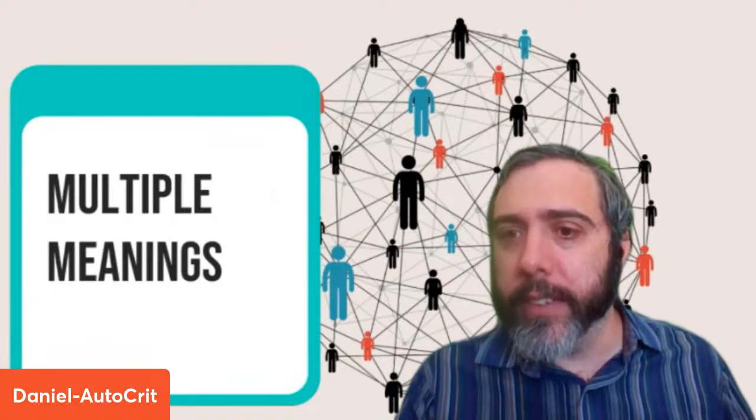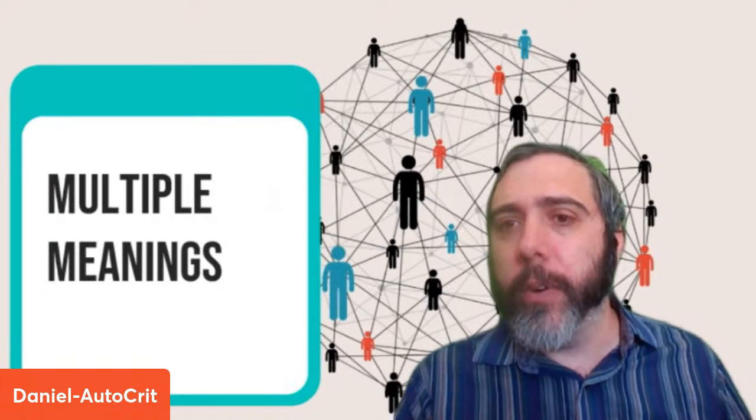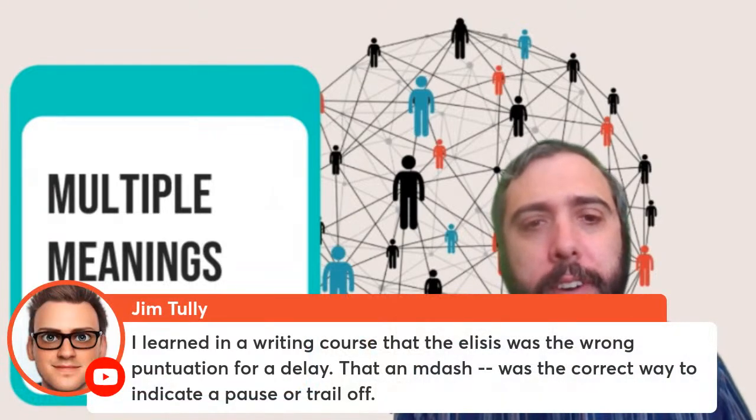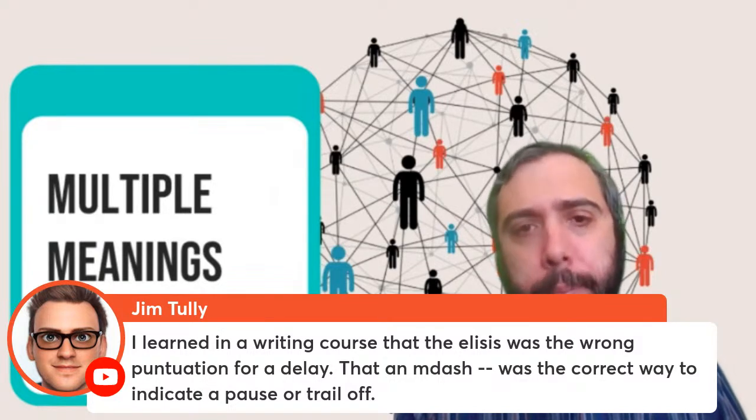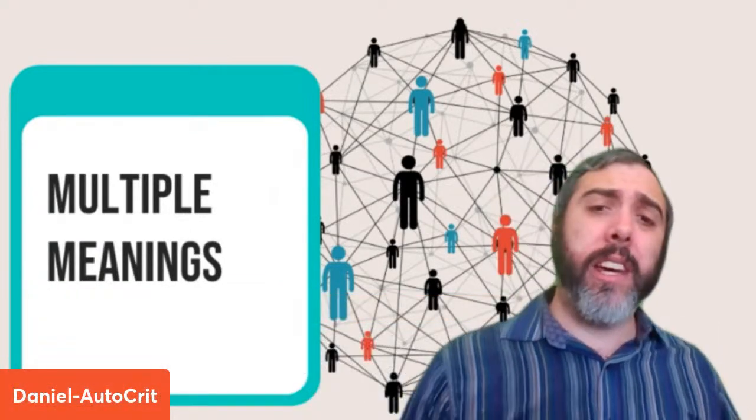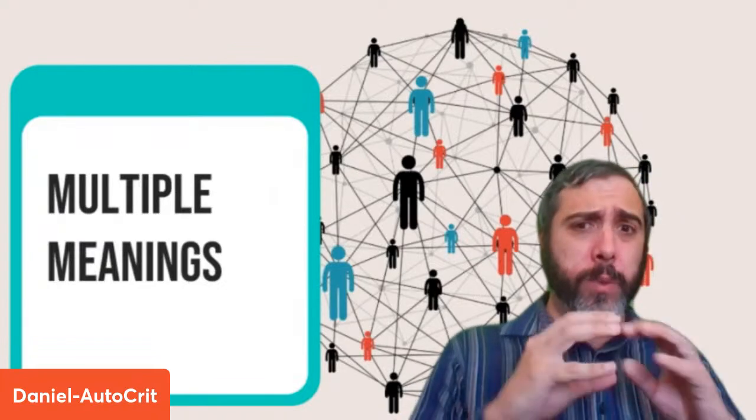Somebody was asking me something here, and I'm trying to figure this out. Ellipsis versus M dash. Oh, that's a really great question. I learned in a writing course the ellipsis was wrong punctuation for delay, that an M dash was a way to indicate a pause or trail off. Generally speaking, ellipsis is used for pauses within a point.